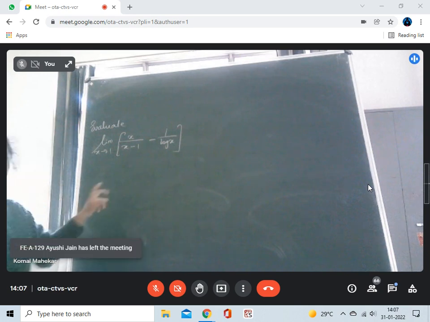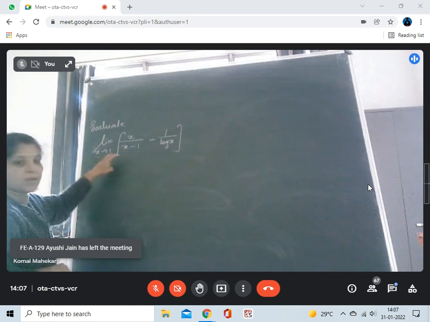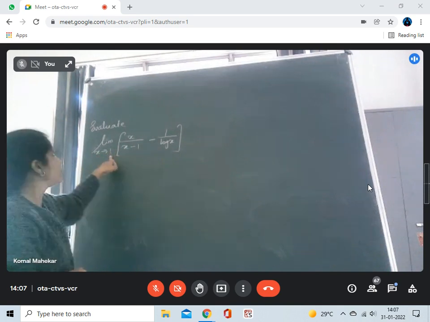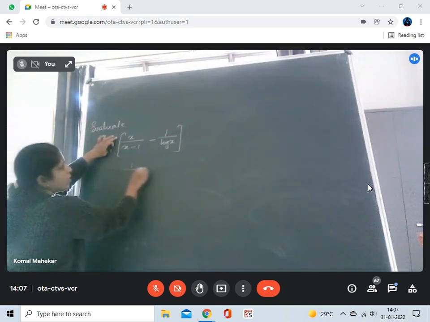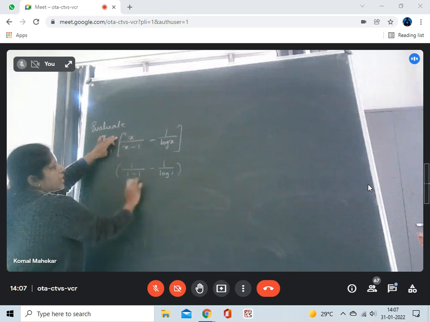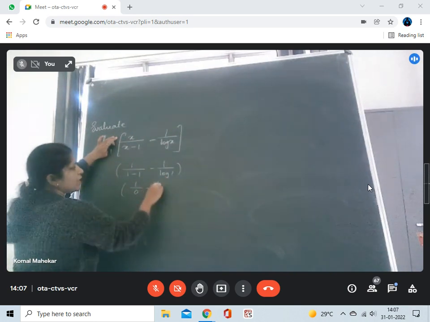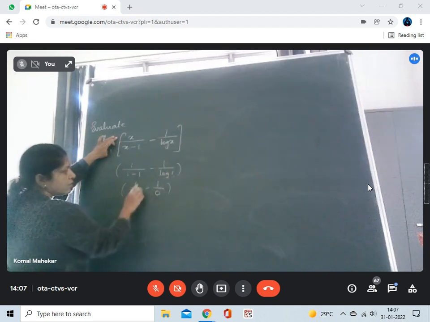First of all, we will check the form of this function by substituting x equal to 1. So this becomes 1 upon 1 minus 1 minus 1 upon log of 1. So this is 1 by 0, minus 1 upon log 1, which is also 0. 1 by 0 is infinity. Again 1 by 0 is infinity.